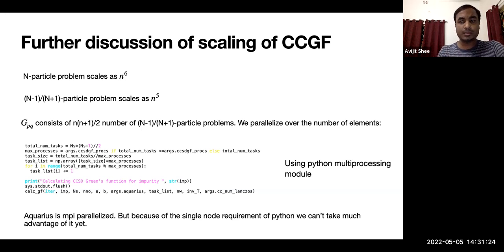So now, for practical application, I want to mention some scaling behavior of our approach.